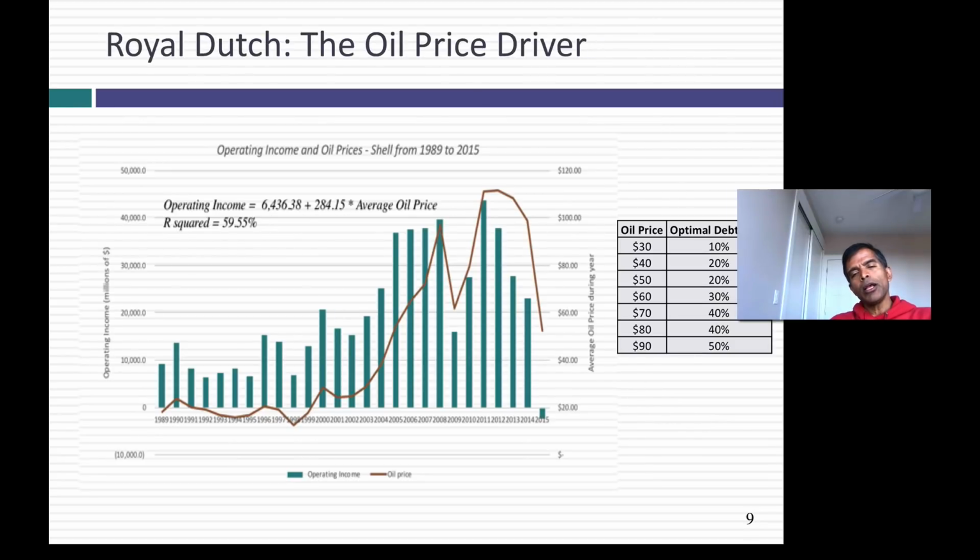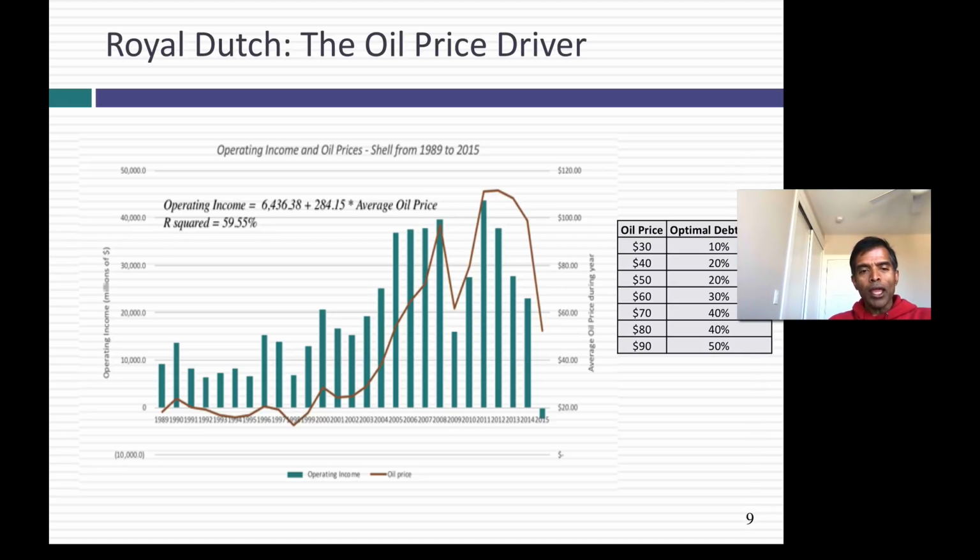Let's take an example. Let's take Royal Dutch, a company where oil prices drive revenues and operating income. So here you have a graph of how much the operating income is affected by oil prices. And I'm going to say the obvious. When oil prices go up, operating income goes up. When oil prices go down, operating income goes down. I was looking at the optimal debt ratio for Royal Dutch in 2016 when oil prices had hit $40 a barrel. At $40 a barrel, the optimal debt ratio for Royal Dutch was 20%. If oil prices go to $30 a barrel, that goes to 10%. If they go to $80 a barrel, the optimal climbs to 50%.